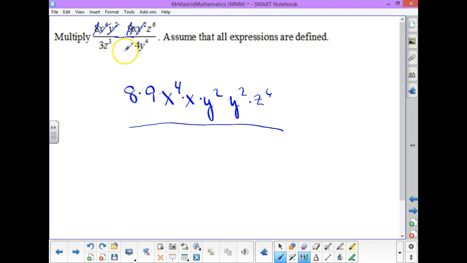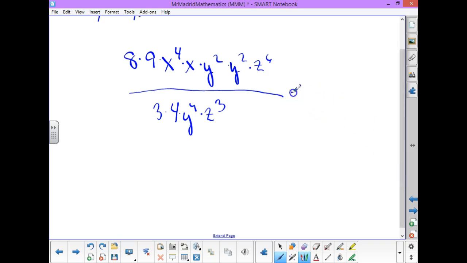Same thing here. It's 3 times 4. Use those up. Alphabetically, I now have a y to the 4th. Scratch them off, and z to the 3rd. And now what we can do is take care of combining these. So I've got a 72, x to the 5th, y to the 4th. Notice how I'm just adding the exponents. This one's an invisible 1, and z to the 6th.